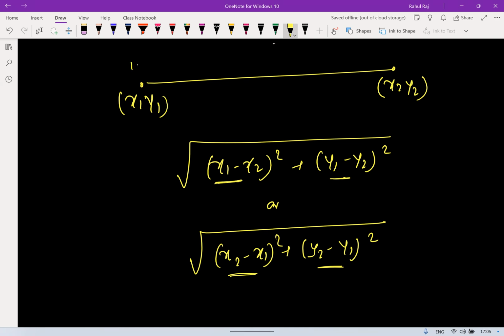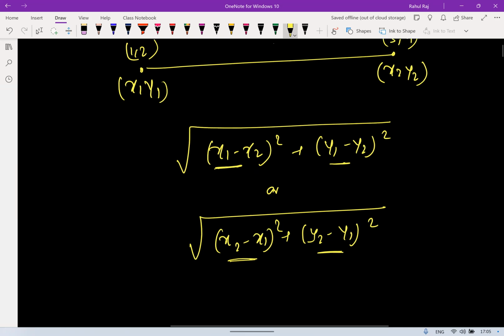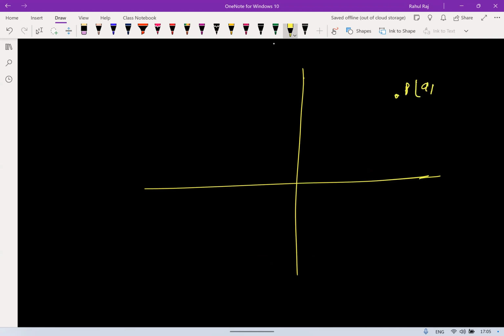Imagine they have given you point 1, 2 and point 3, 4, and they're asking you to find the distance. You just have to put into this formula 4 minus 2 whole square plus 3 minus 1 whole square. That's it. Clear? So imagine this is a coordinate plane. In this coordinate plane, this is a point which is P. Let's say this is AB. And this is a point Q. Let's say this is CD. Agreed?